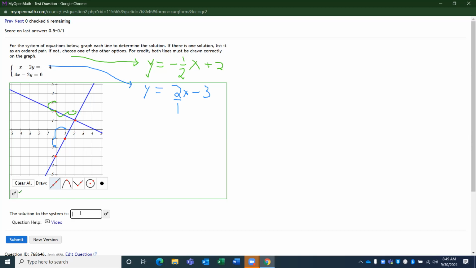And now, what's the answer to the system? Where do they intersect? Over 2, up 1. You can see it now. Parentheses, like that, (2, 1). And there it is. So be right on the money.